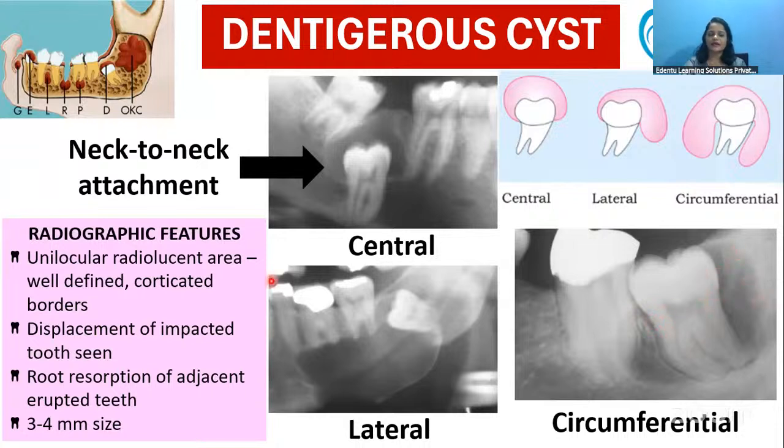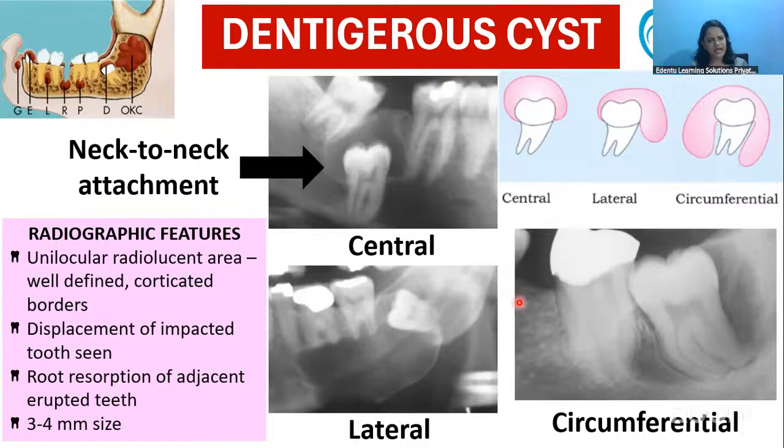Then displacement of the impacted tooth can be seen. Sometimes, from the pressure of the cyst, the tooth can get displaced towards the ramus area, and root resorption is very common in dentigerous cyst. If you look at the adjacent tooth structures, you can see the root resorption very clearly. And usually, if a radiolucent area is 3 to 4 millimeter or greater in size, then only we call it a dentigerous cyst.